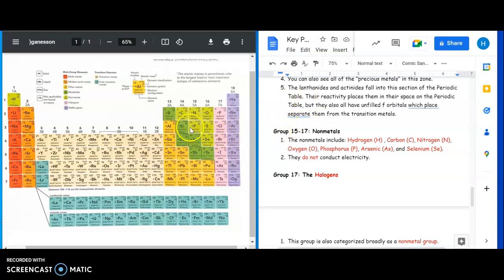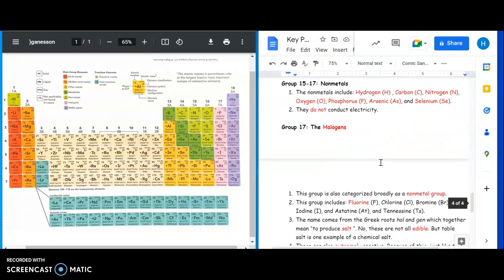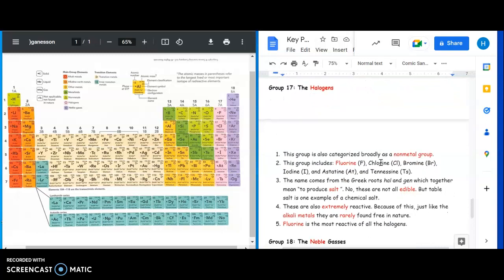Group 15 to 17, right in this zone. These are all nonmetals, all right? And specifically carbon, nitrogen, oxygen, phosphorus, sulfur, selenium, and hydrogen are nonmetals. All living organisms on our planet are made up of nonmetals, and primarily carbon, nitrogen, oxygen, and hydrogen. None of them conduct electricity because they do not give away electrons easily. They would rather steal them.